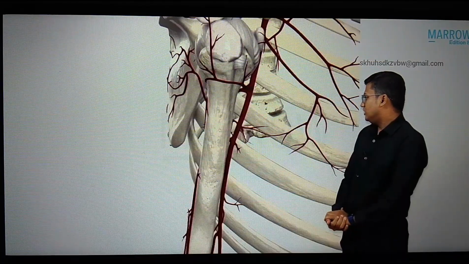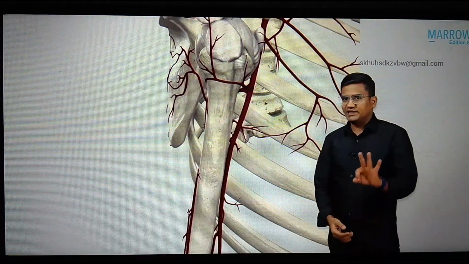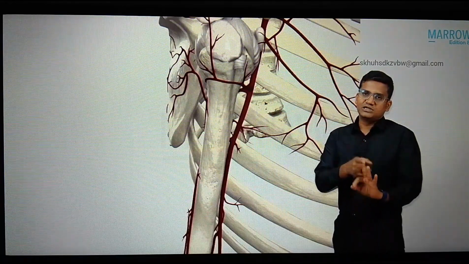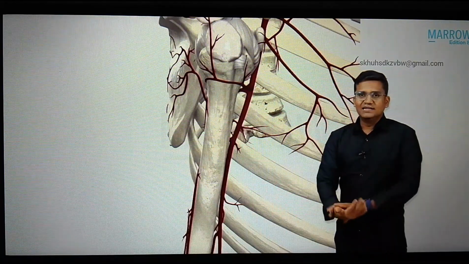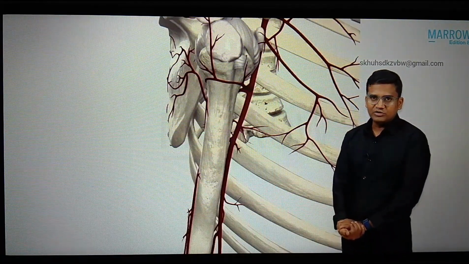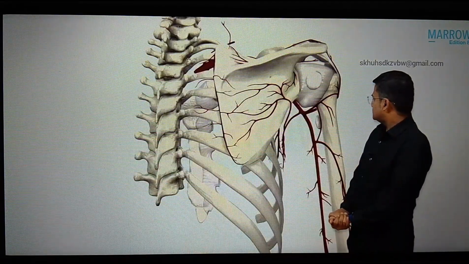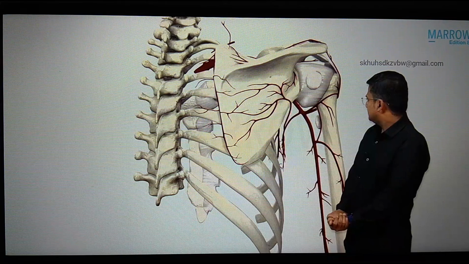I told you the anastomosis takes place over three regions: over the inferior angle, over the body, and over the acromion process. The arteries were already discussed in detail in the arteries module, the theory module. You can refer to the arteries involved in these parts. Right, now next we're going to see the brachial artery.